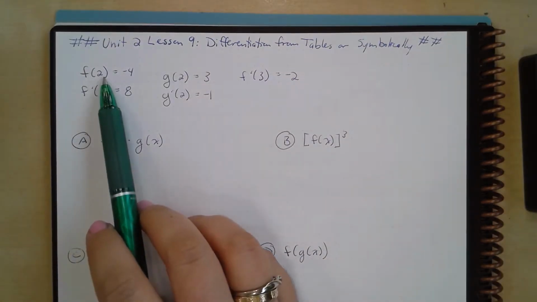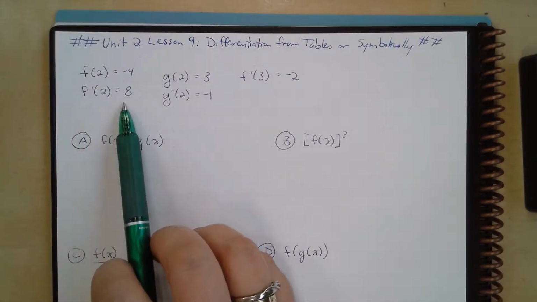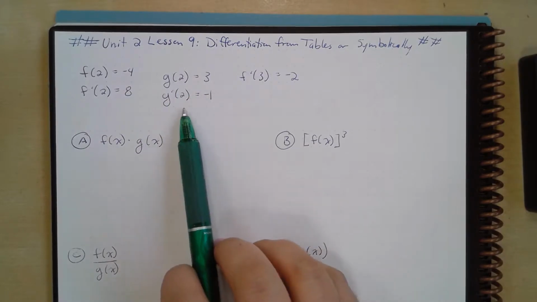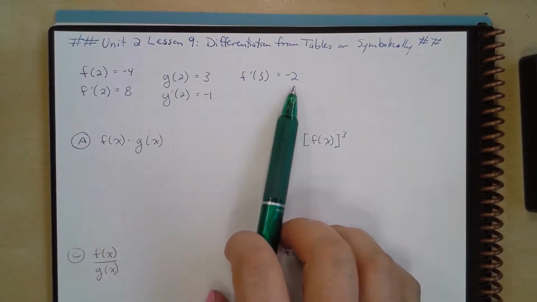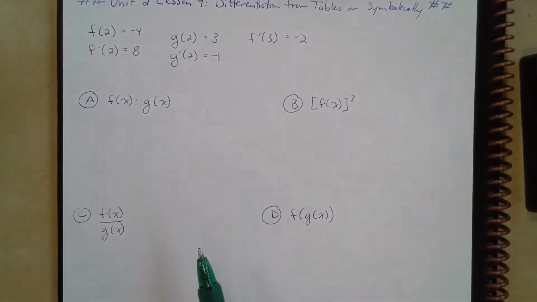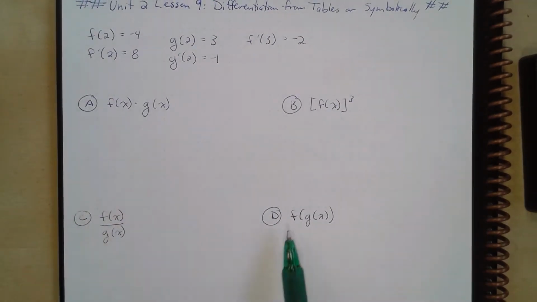So here we're given that f of 2 is equal to negative 4, f prime of 2 is 8, g of 2 is 3, g prime of 2 is negative 1, and f prime of 3 is negative 2. And we're going to use that information to solve a, b, c, and d.